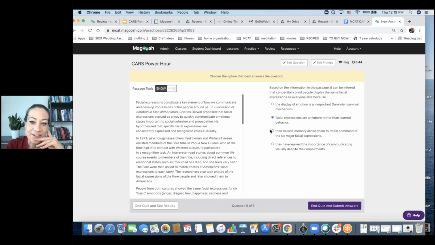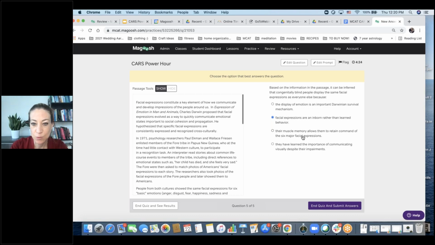And then these others. Let's see, C, can this be inferred? Muscle memory allows them to retain command. No, because the word retain suggests that there's some sort of learning. Retain means over time, something that's lost, or something that could be lost that is not. And some people are born with this. And then we've got D, because they've learned the importance of communicating visually despite their impairments.